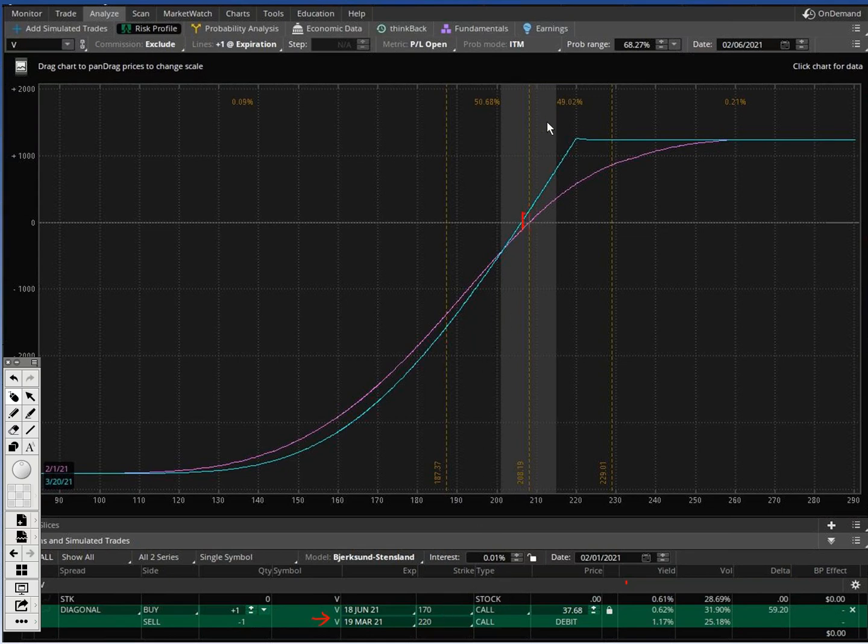Now, my max profit is the difference between the width of the spread, which is 50 in this case, minus that. So 12 and a half. So you can see here, this is looking at $1,250 there. My max loss is $37.68. All right. So playing that to the upside.